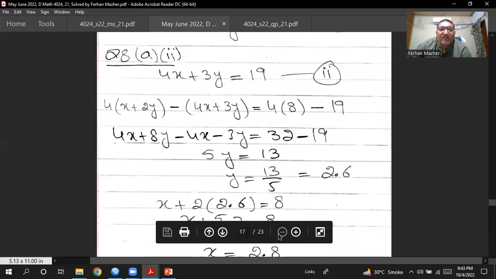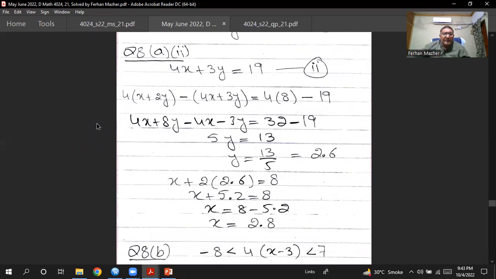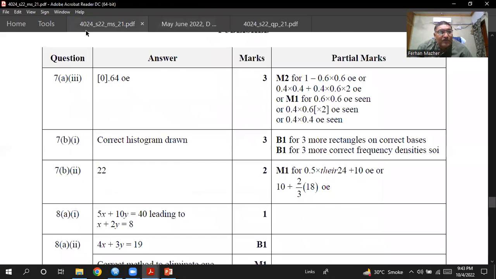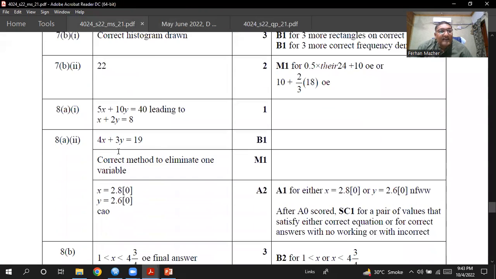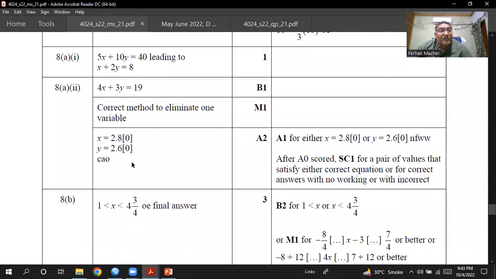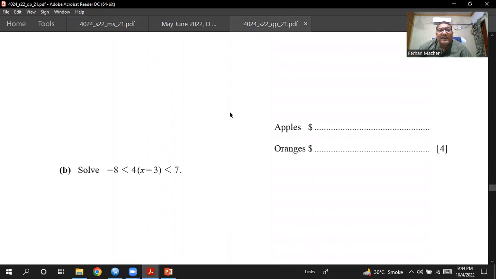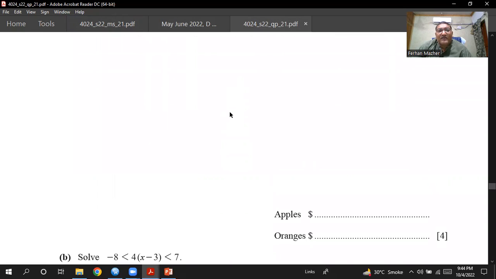So let me reduce the size so you can see the whole solution together. So this is how you will do question number 8A, and the second part, let's check the answer. 2.6 and 2.8. 2.8 and 2.6 is the right answer. Okay, so our answers are right. Then we have the B part here. The previous part was of 4 marks.